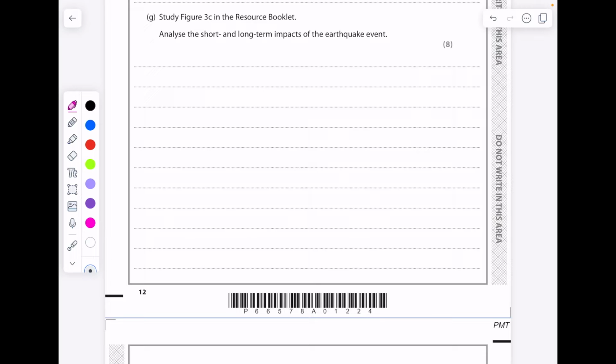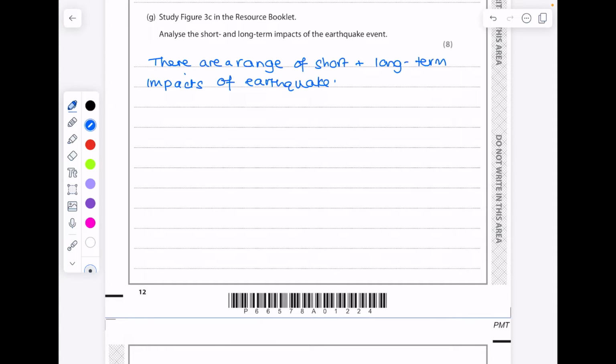We're going to give an overview using our knowledge, what we've studied in class, on our own, reading textbooks, etc. We're going to discuss all the short and long term impacts of earthquake events, and then we're going to analyse. That means use the information provided in figure 3C to look at the extent to which this particular earthquake event affected people, both in the short and long term. So we'll start with a general statement saying that there's a range of short and long term impacts of earthquakes, and these vary due to the size and intensity of the earthquake as well as the location. It's always worth writing this sort of thing to begin with in this type of question.